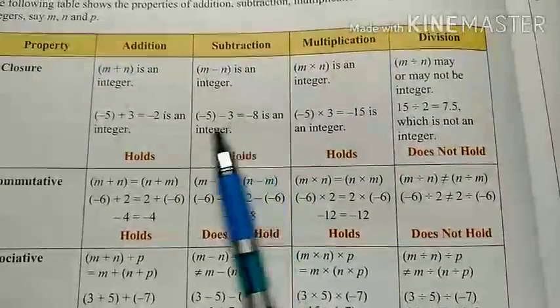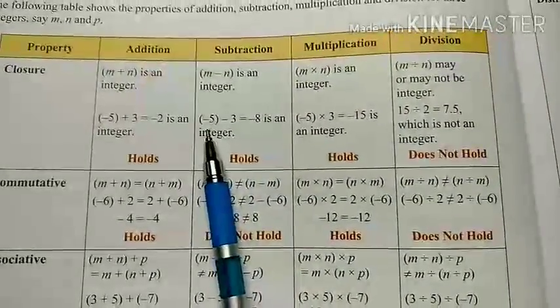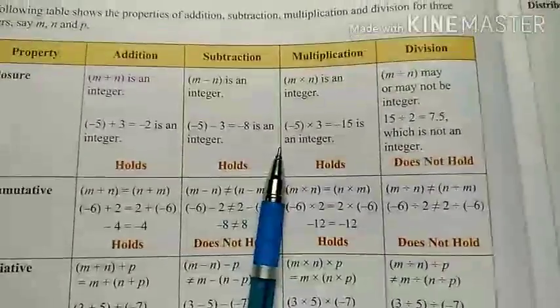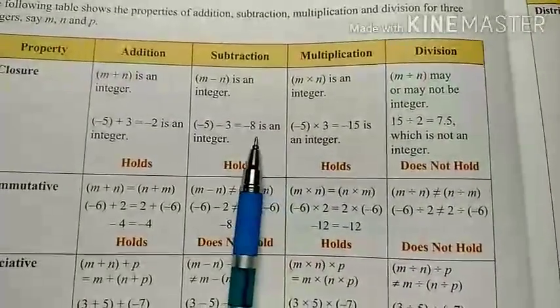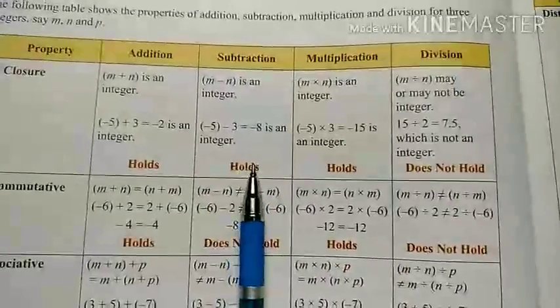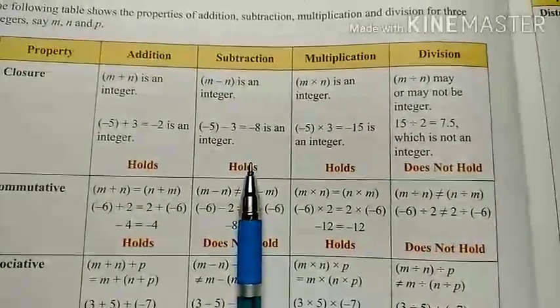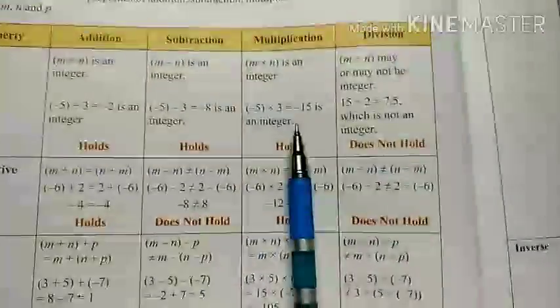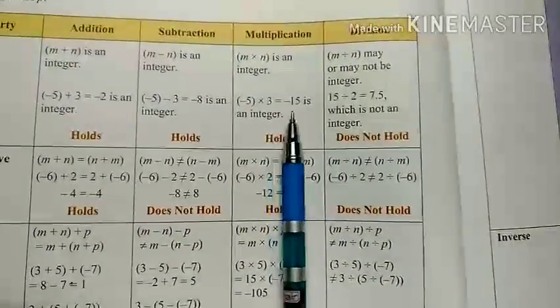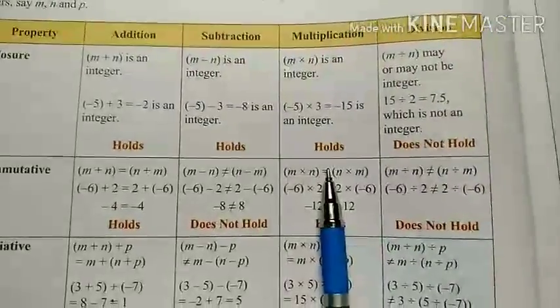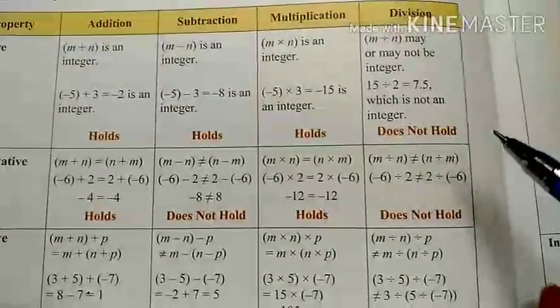Same in subtraction. If you subtract two integers like minus 5 minus 3, where the sign is the same, you have to add and that common sign will be kept in your answer. That means closure property also holds for subtraction. Similarly, if you multiply two integers, your answer will be an integer. That also holds for the closure property of multiplication.